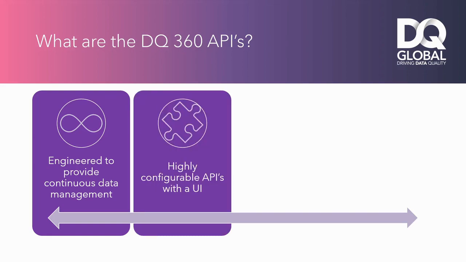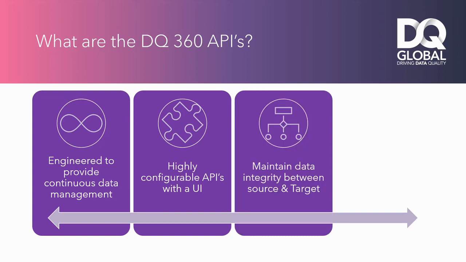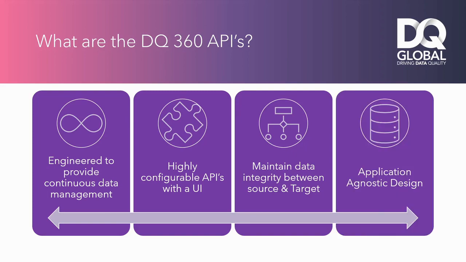Like I said, they're highly configurable APIs, but the difference here is they're actually APIs that have configurable UI screens, so you can define the metadata behind those and therefore configure and change the rules with ease. And you're also able to maintain the integrity between source and target systems. And again, I'll be speaking about this in a moment. Finally, they're completely application agnostic as they're a set of API services.